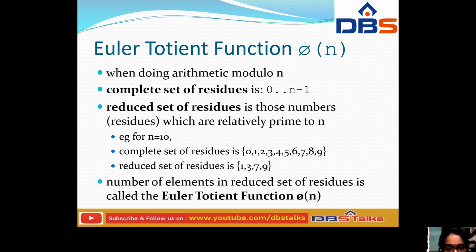Whenever you perform the arithmetic modulo operation n, you take the complete set of residues, that is 0 to n minus 1. Here the reduced set of residues is those numbers which are relatively prime to n. For example, for n equal to 10, the complete set of residues is 0, 1, 2, 3, 4, 5, 6, 7, 8 and 9. The reduced set of residues is 1, 3, 7 and 9. The number of elements in the reduced set of residues is called the Euler Totient function.